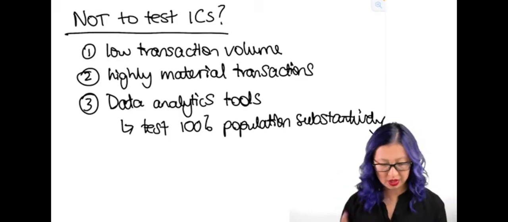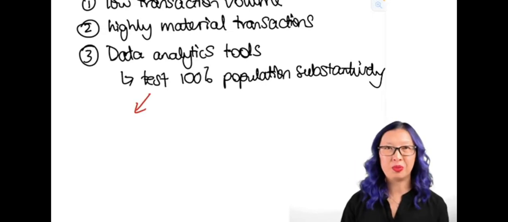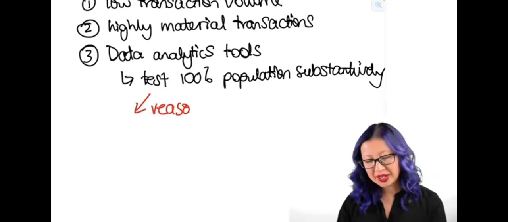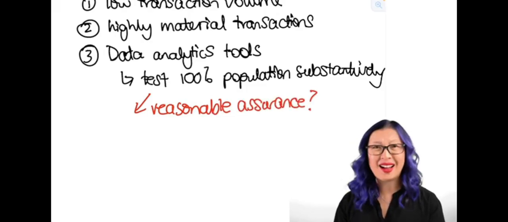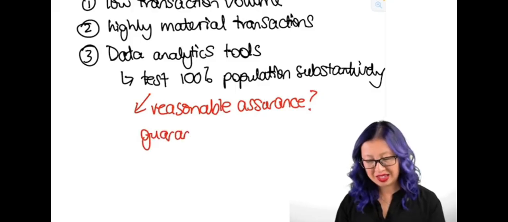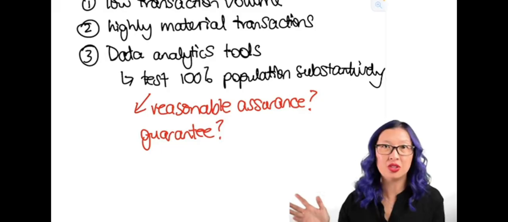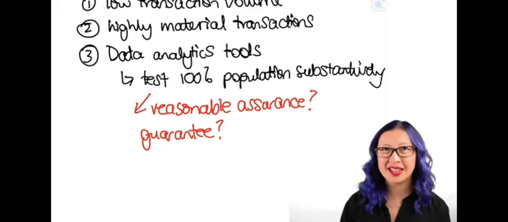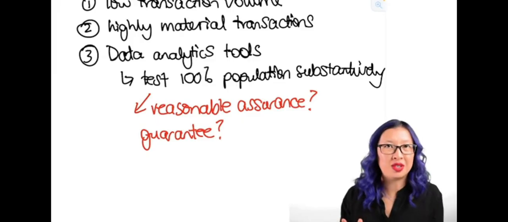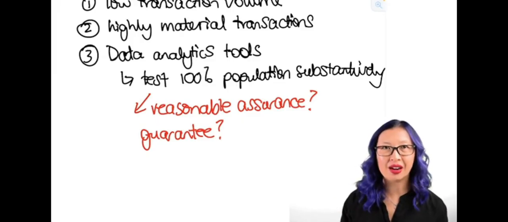Now that raises its own risks. In terms of its own risks, once I start testing 100% of the population, should I still be giving reasonable assurance, or will audit firms be asked to provide a guarantee? That is a really interesting question, one we don't have the answer to because it's not happened yet. But, if I'm an audit partner, I'm not sure I want to give guarantees, even if I am testing 100% of the population. So, there might be some risk associated with that there.